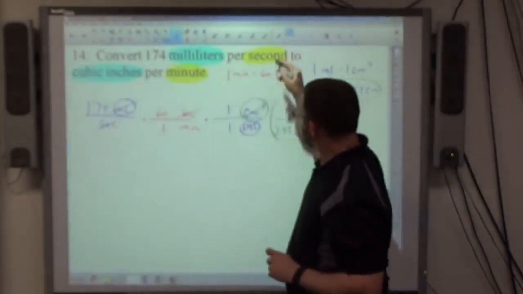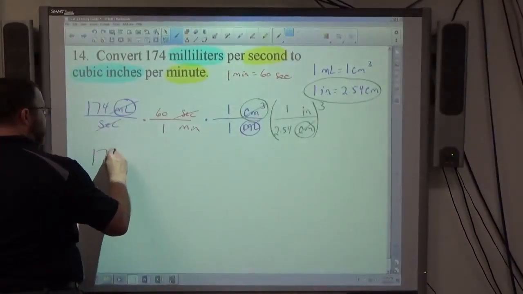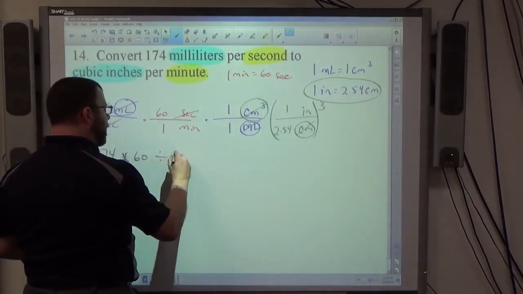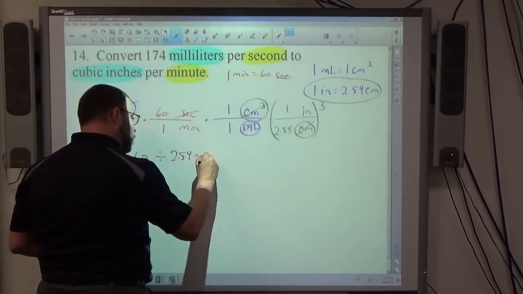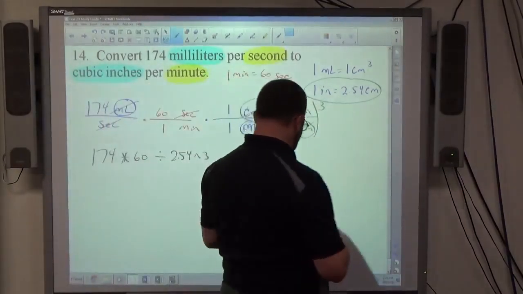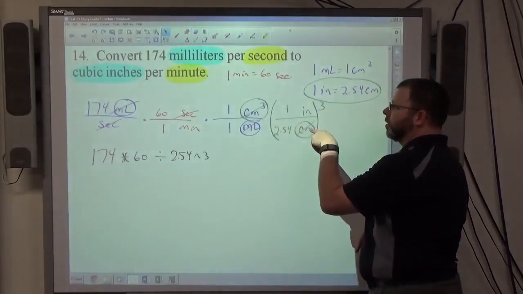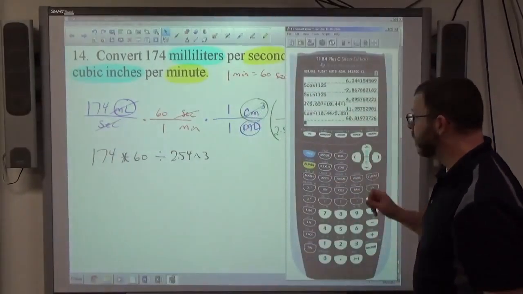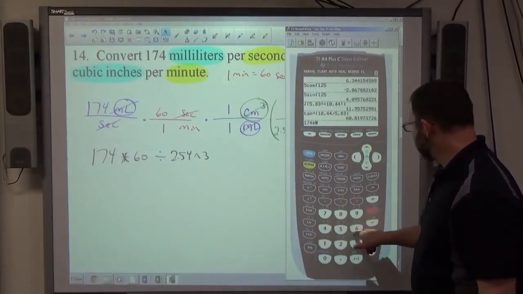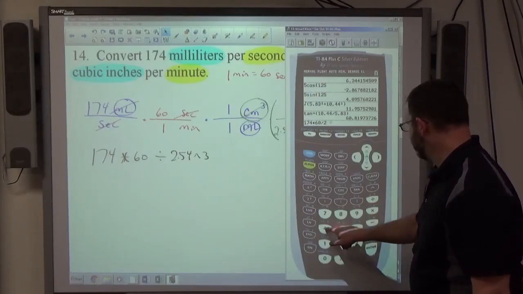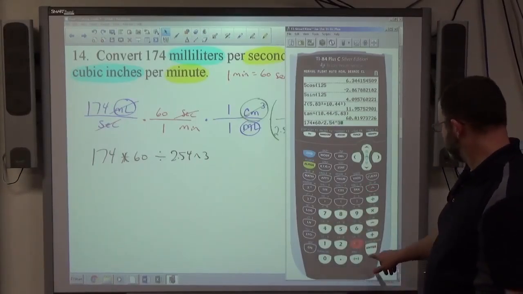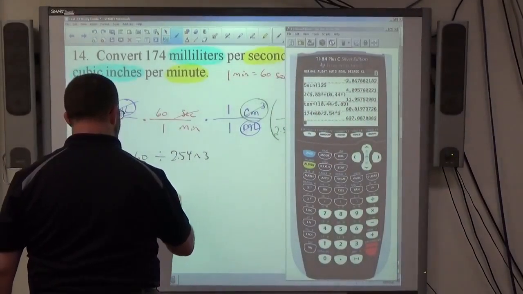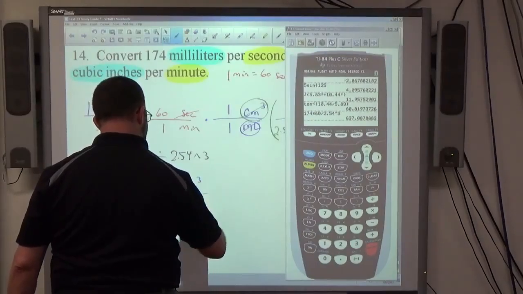To get the numerical answer, I have to do 174 times 60 times 1, doesn't matter, divided by 2.54 cubed. This is the only thing being cubed because that's the only conversion that didn't work. So that's not the same as that, so I had to cube that to make it work. So I simply type that in my calculator. 174 times 60 divided by 2.54 cubed comes out to 637.09 inches cubed per minute.